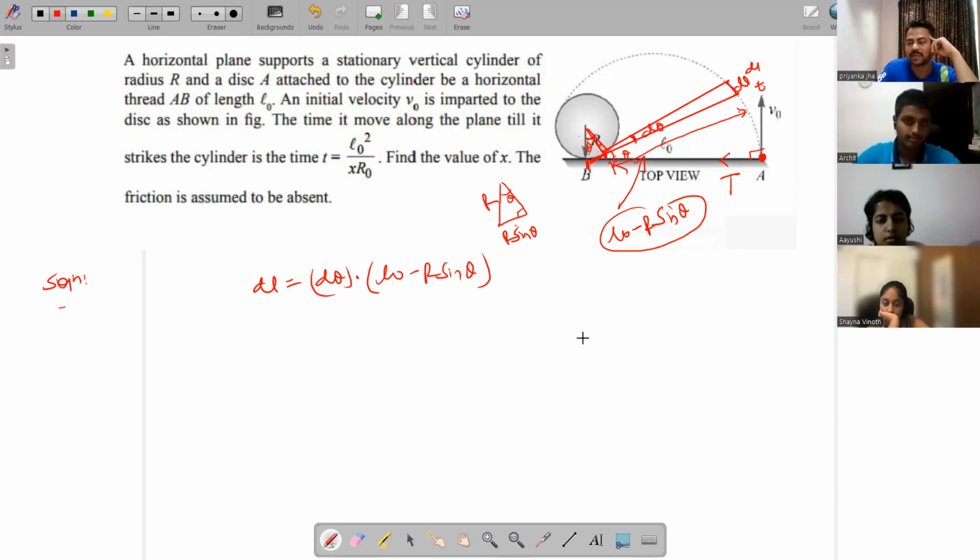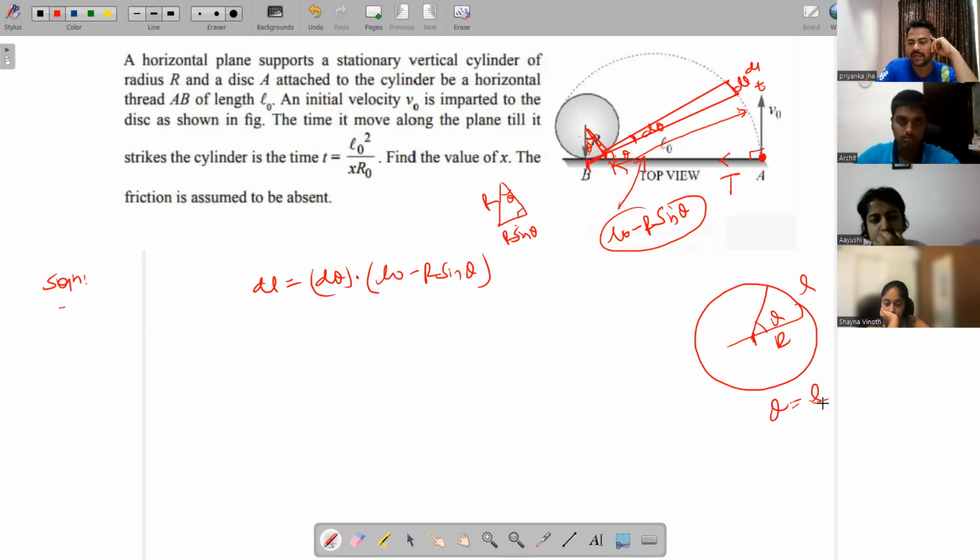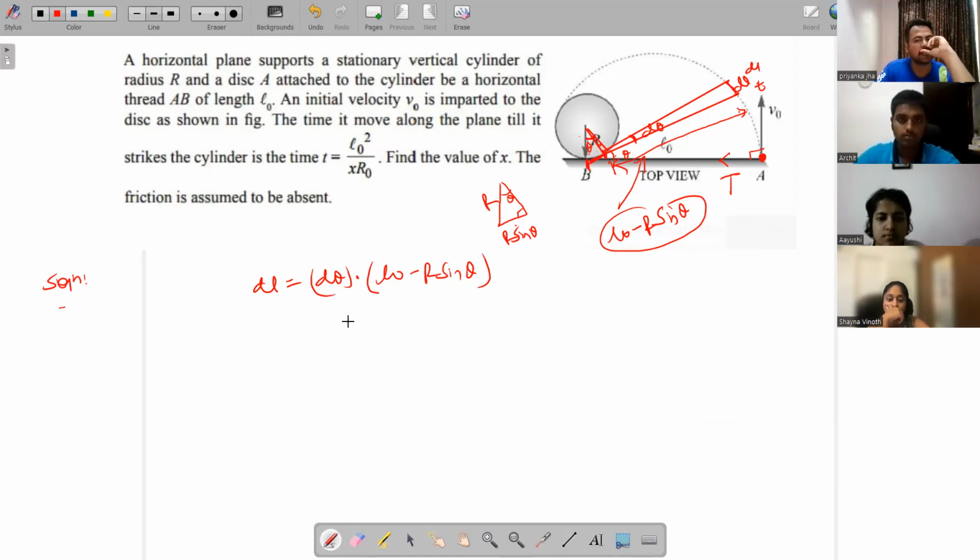Okay, so this is the radius, like in a circle. This is R, and this is suppose L. This angle is theta. So theta equals L by R. So this length dl is d theta into L naught minus R sine theta.